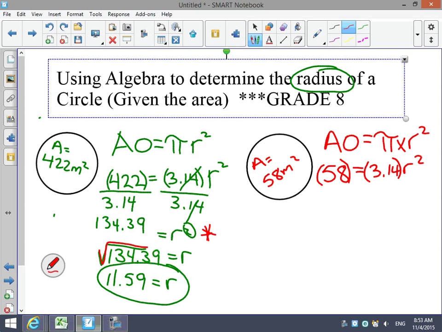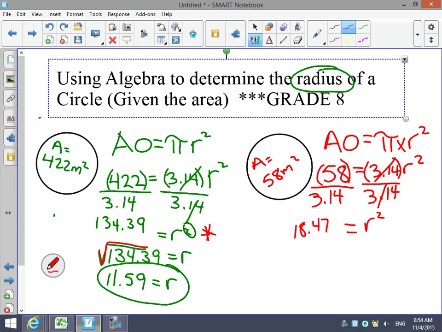I want to get radius by itself because that's what I'm trying to solve for. So I have to get rid of the 3.14. It was multiplying. We do the opposite operation, and that is division. 58 divided by 3.14 is 18.47. But that's r squared. Can't forget that.